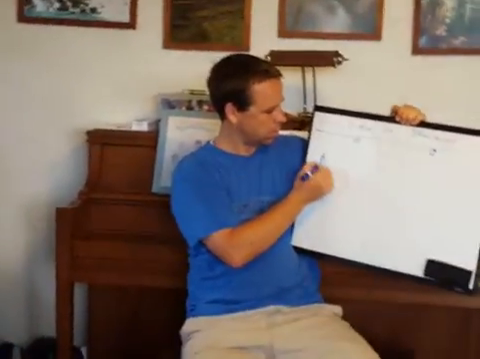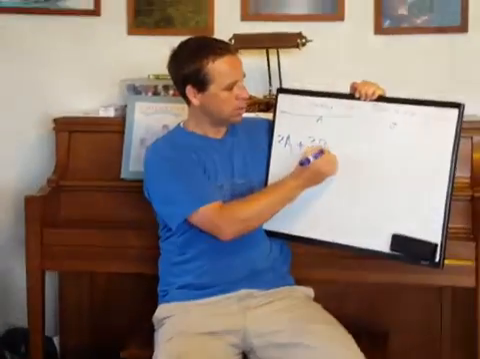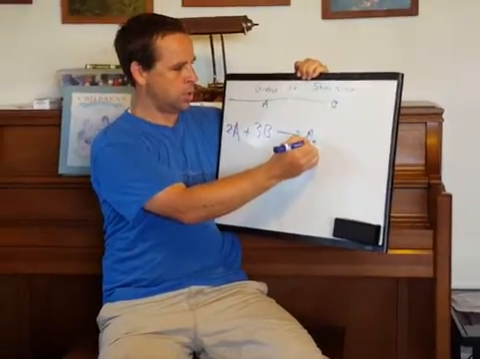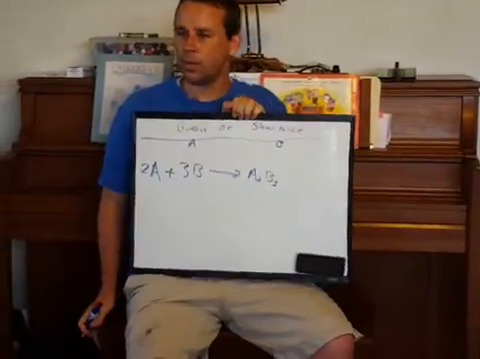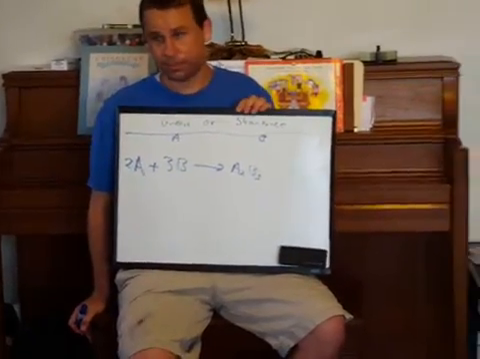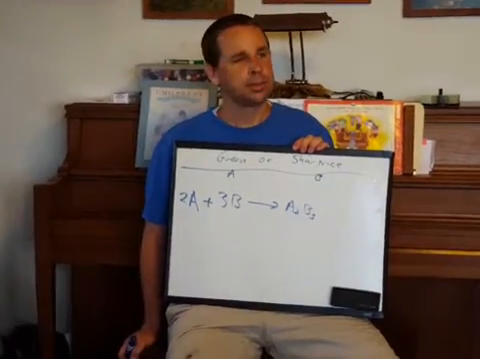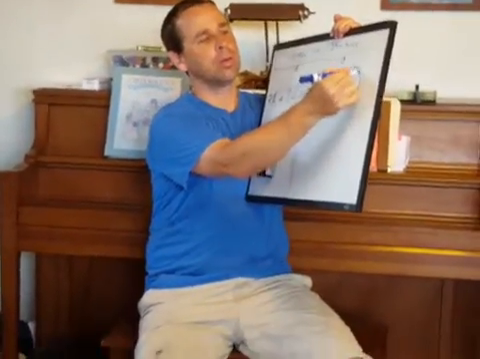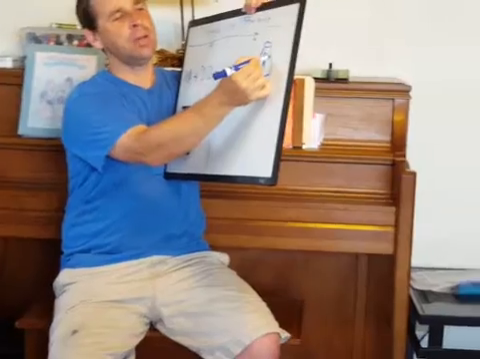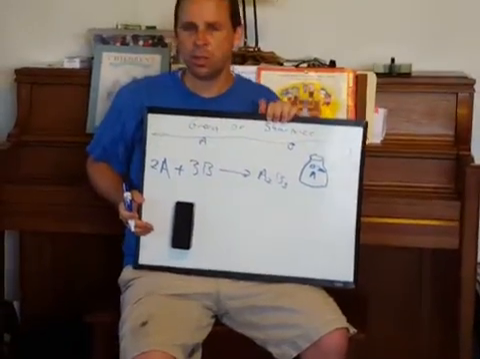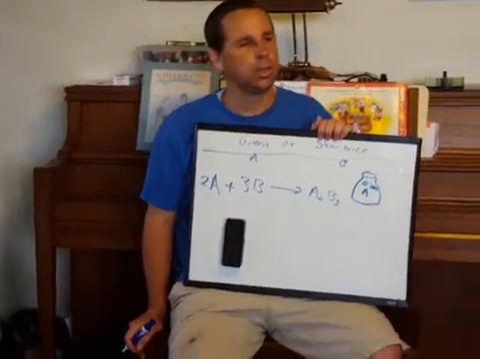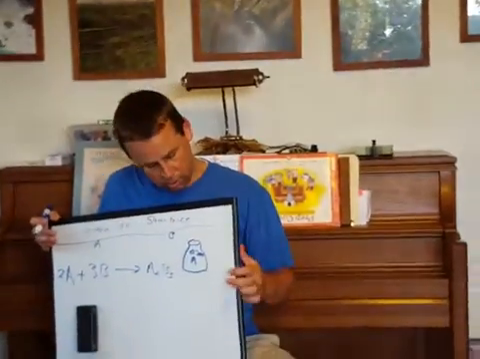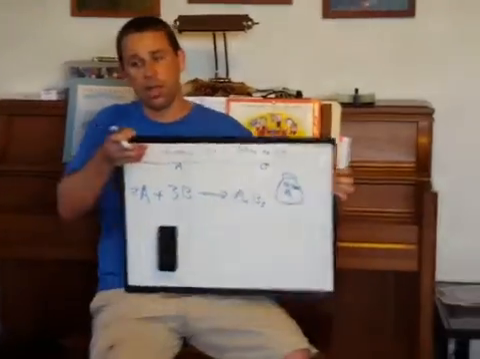And here's the reaction. 2A plus 3B goes to form A2B3. There's our chemical reaction. A, here it is right here, I'm going to draw it. 0.7 molar. A is a solution. That's 0.7 molar. Does everybody see A? I drew it. There it is. 0.7 molar.